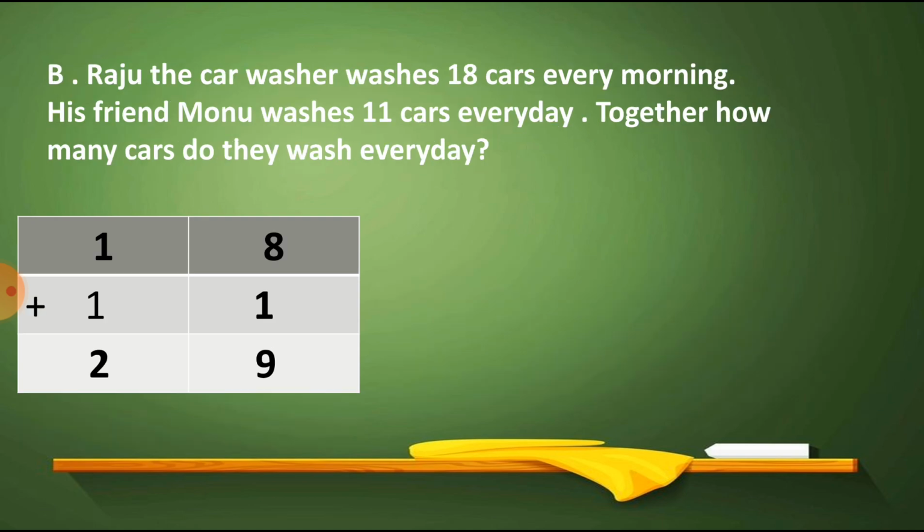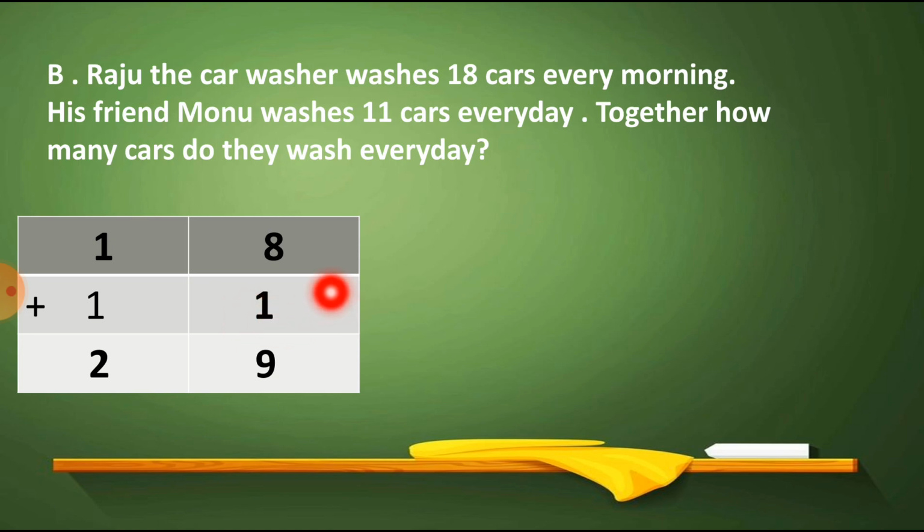Here is one more example for you. Let's read this question first, and you also repeat after me. Question B: Raju, the car washer, washes 18 cars every morning. His friend Monu washes 11 cars every day. Together, how many cars do they wash every day? Here we found just two numbers in digit form, which are 18 and 11. So I write number 18 and then 11 here.